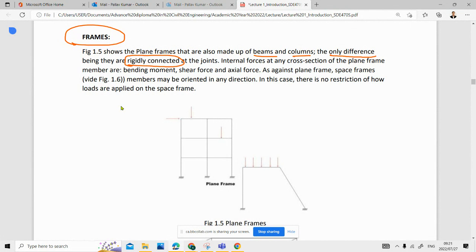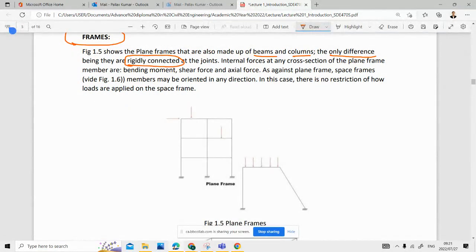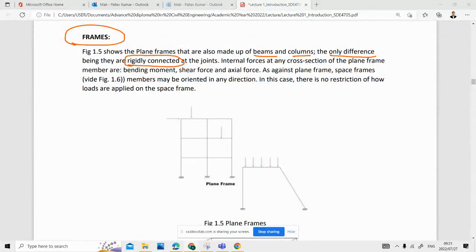All the rotation will be members will there. If I say the connection is rigid, let me take you through the whiteboard and let me explain a little bit more on that, because this concept is also very important.